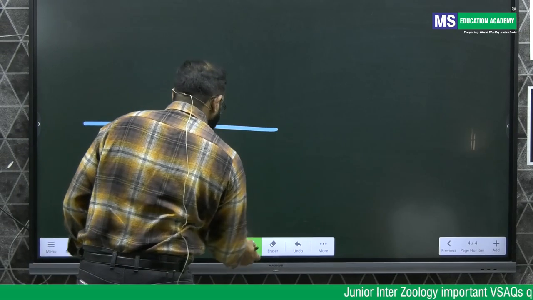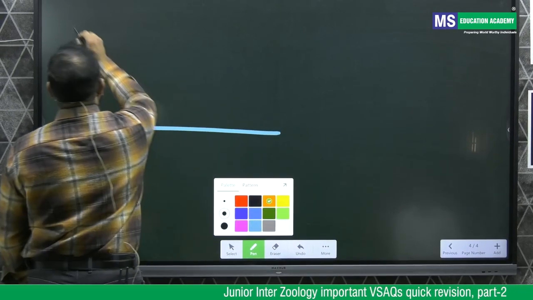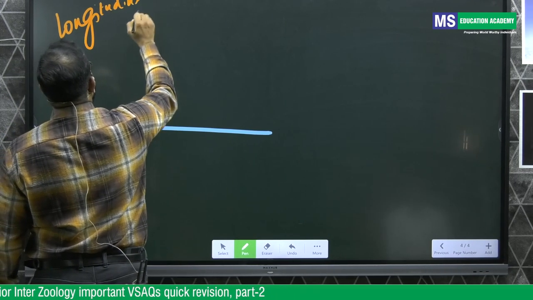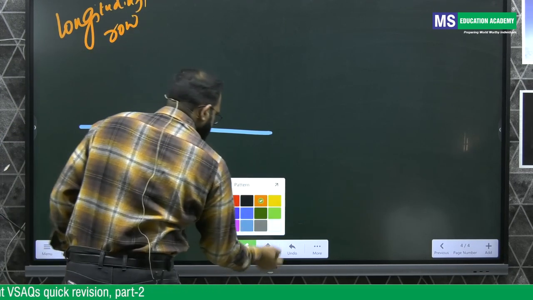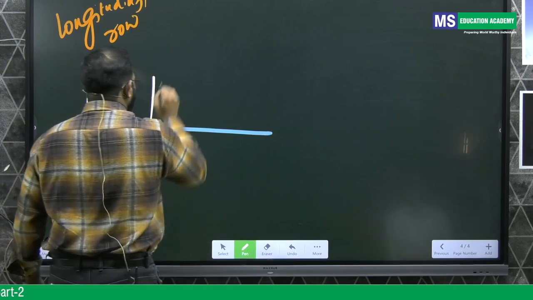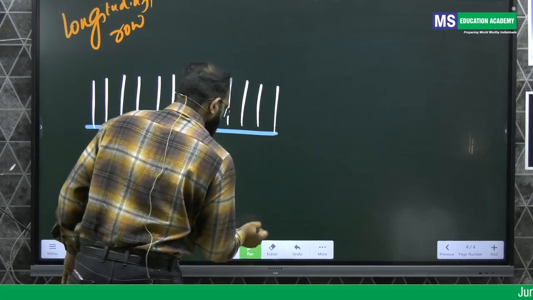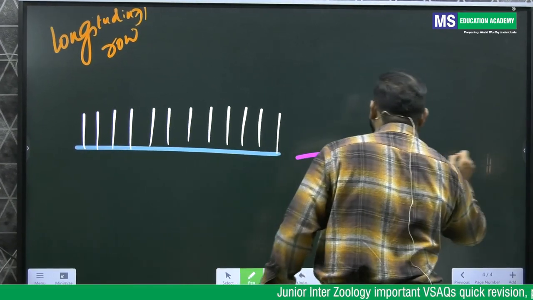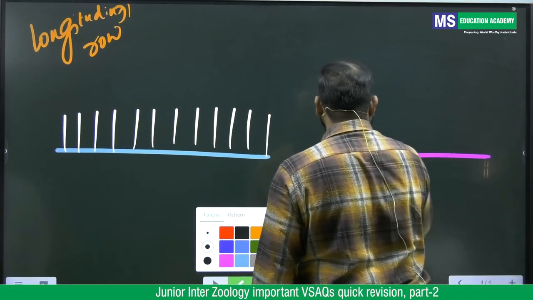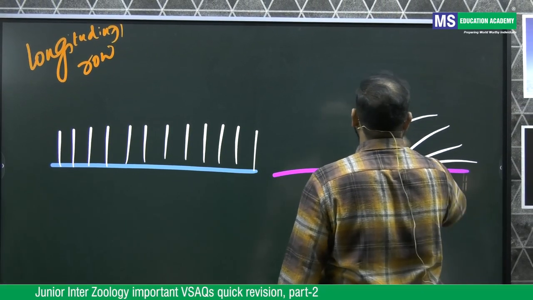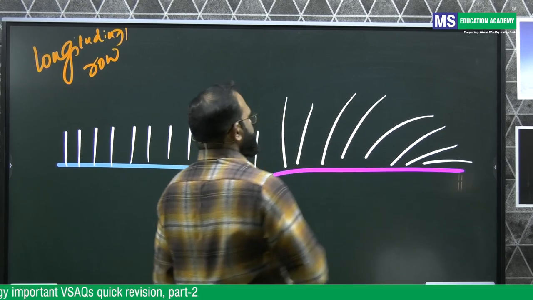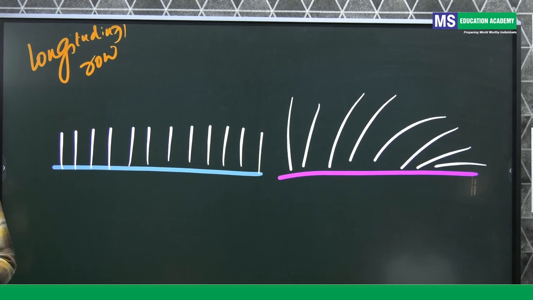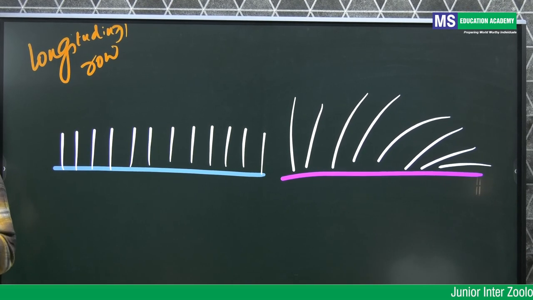Now, cilia which are present in a longitudinal row. The word longitudinal is very important, students. Cilia present in a longitudinal row, they bend one after other like this. They bend one after other like this, which is called metachronous movement.